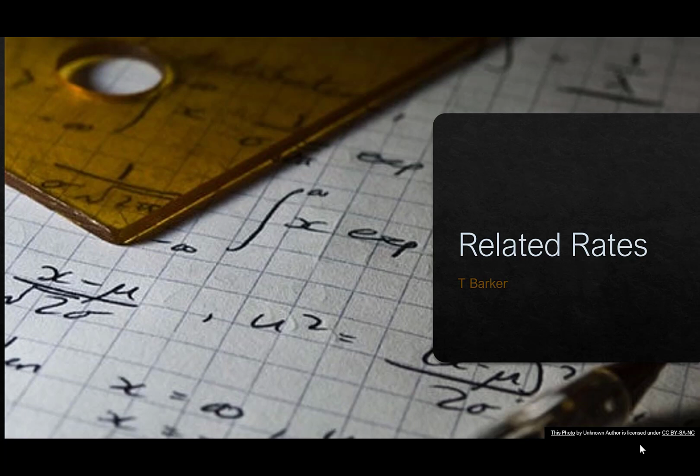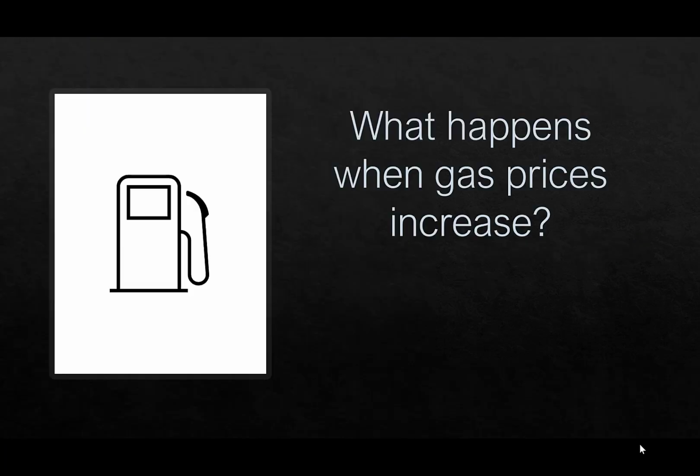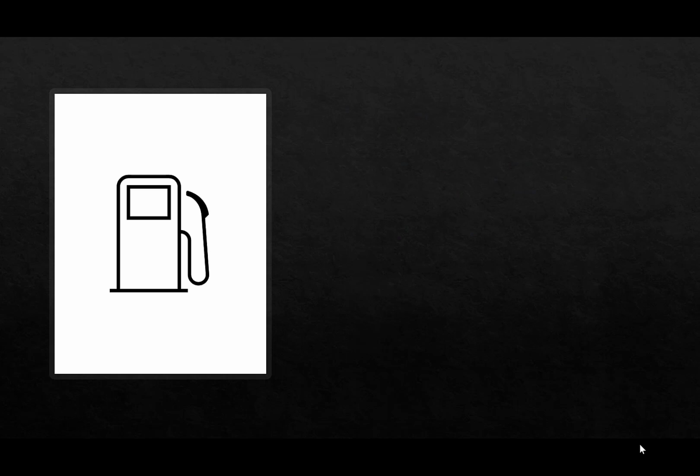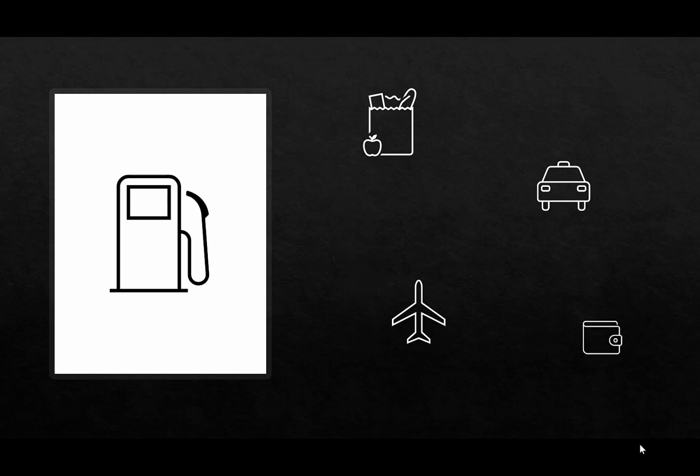To give you a better view of what I mean by that, let's think about something we all deal with: the price of gas. What happens when gas prices go up? Generally, we find out that a little later, the price of groceries might go up, the price of ride shares go up, the price of traveling in an airplane could go up, and in general, our wallet becomes empty.